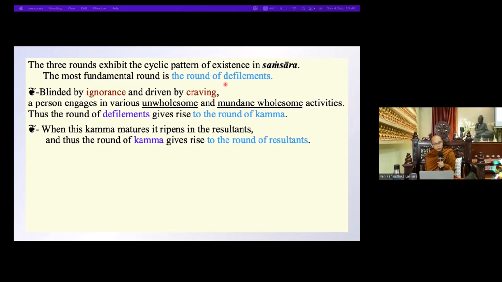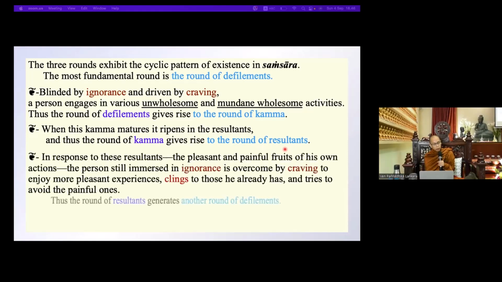So in this way, the round of defilement, kilesa vata, gives rise to the karma vata, the round of karma. And karma vata produces the round of resultants, vipaka vata. So it does not stop at the stage of vipaka vata. Staying in the life, vipaka vata referring to the life, again, due to their condition, the ignorance and craving arise in the present.